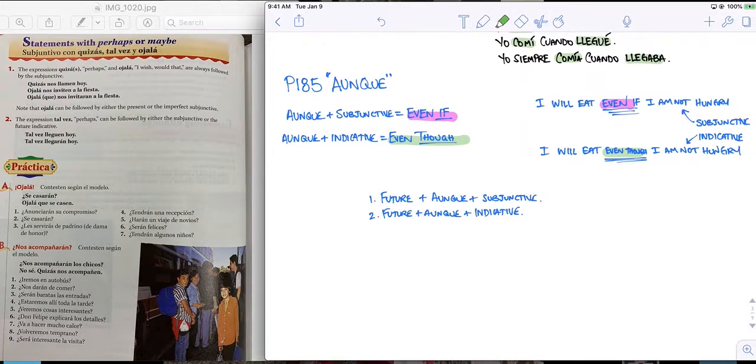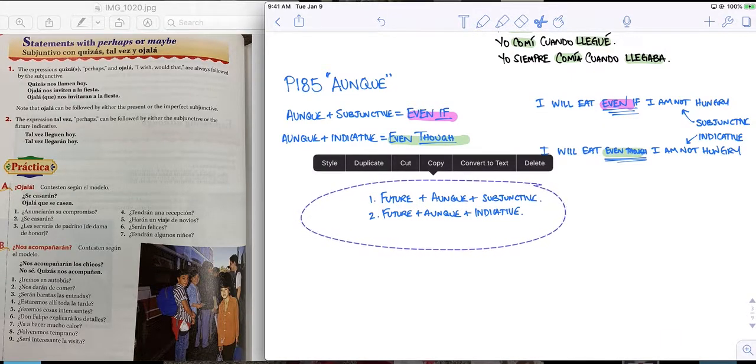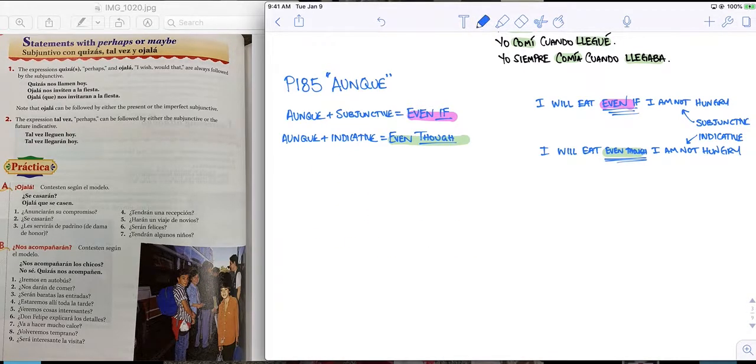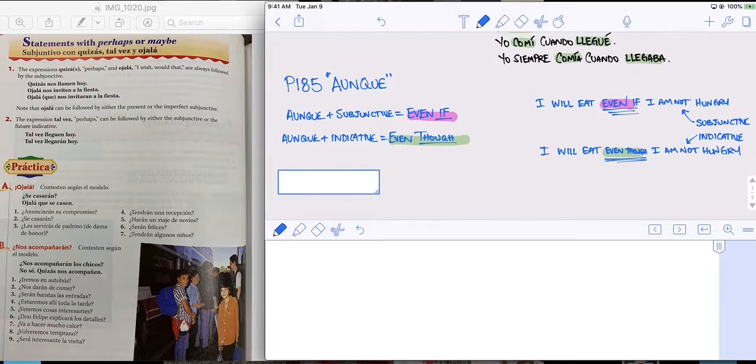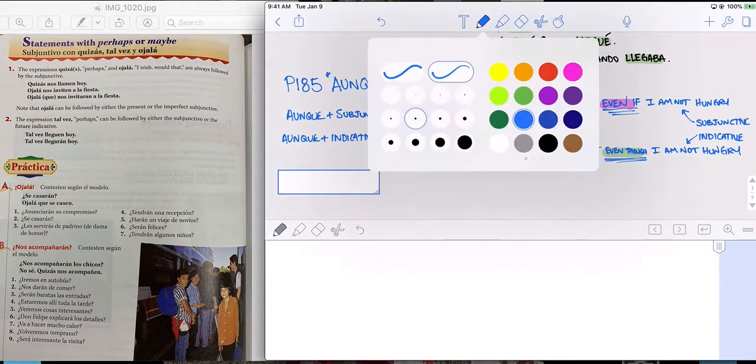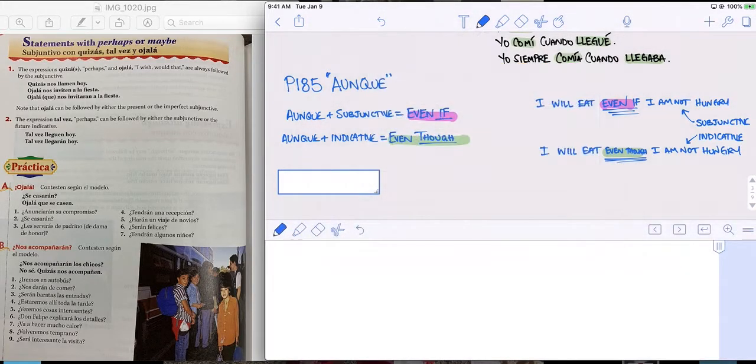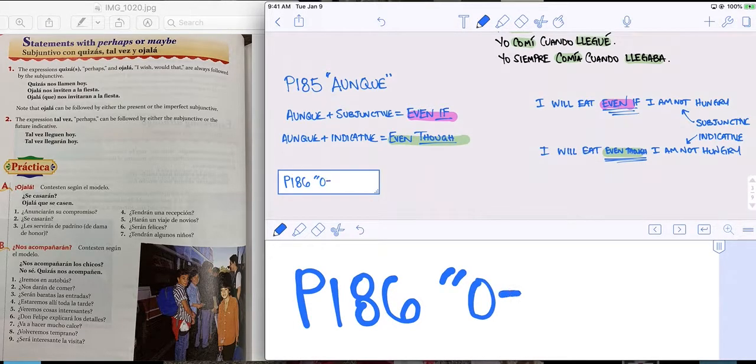So our last thing that we're going to have to add on to our subjunctive note is going to be, I'm going to get rid of this because that was just notes in class, ojalá, quizás, and tal vez. So if you haven't added this yet, go ahead and check out page 186. Oh my goodness, that is a huge, that's way too big to write. There we go. So we got page 186, and this is ojalá.